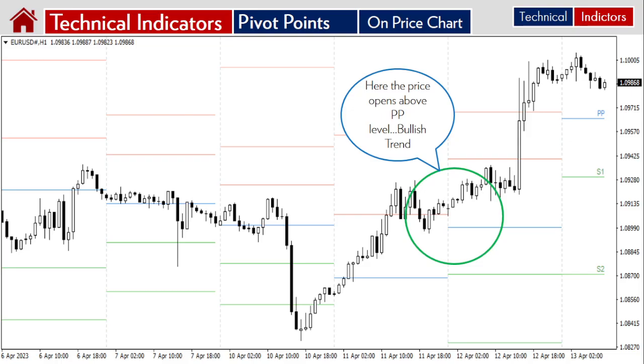In the same way, on the price chart you can see over here, this is your PP level, the blue line, and the price opens above the PP line. Here the price opens above the PP level, so it will be a bullish trend.